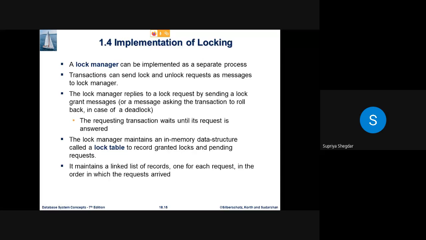Understood? The implementation of locking. So two, three points about implementation of lock are: lock manager handles the lock and unlock requests from the transaction. Then the second point is the lock table. The lock table stores the record of granting of locks and pending of lock requests, and the lock table stores the record in a linked list manner.